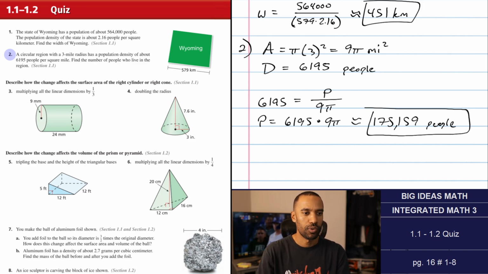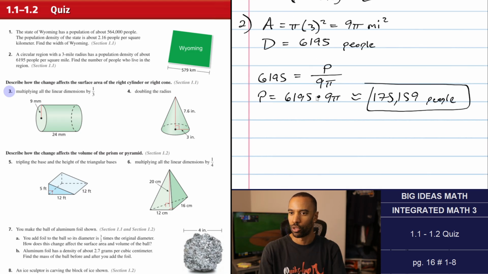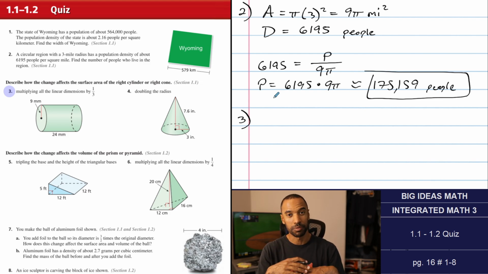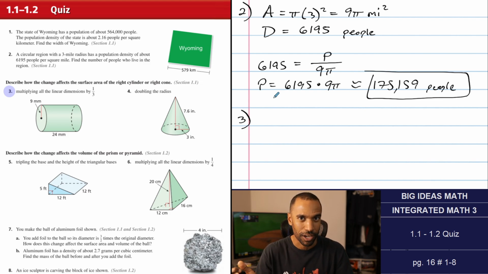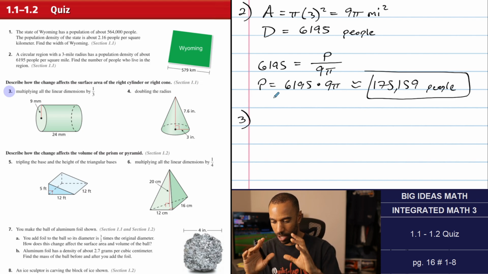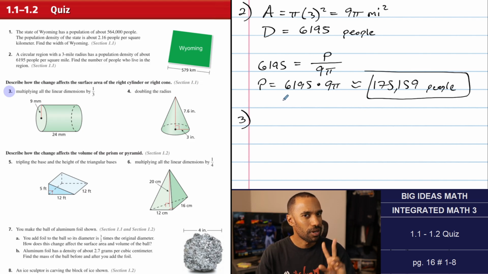Okay, let's move to numbers 3 and 4, where we describe how the change affects the surface area of the right cylinder or the right cone. And I think we're still in that nature where we do have to do the calculation in the division. I'll say the answer out loud if I know it, but I think we're supposed to actually compute them. So multiplying all the linear dimensions by 1/3, making everything 3 times smaller, we're talking about surface area, not volume. So the answer is going to be 1/9. The surface area of the smaller one will be 1/9 of it, because you square the 1/3. But we don't know that yet, right?